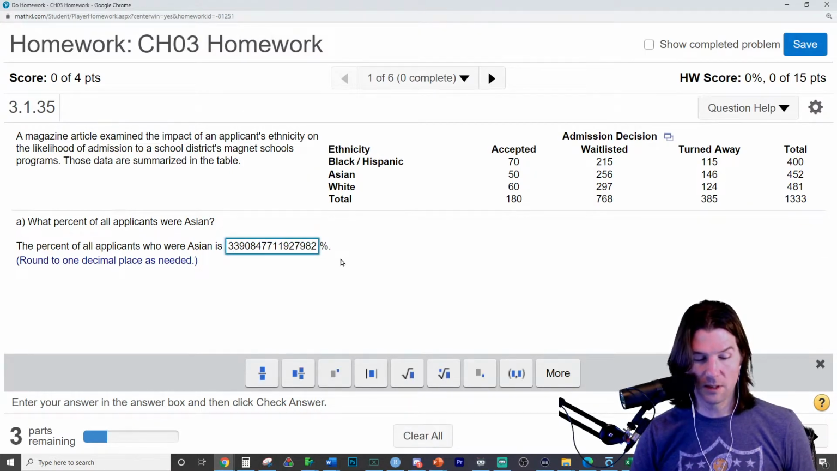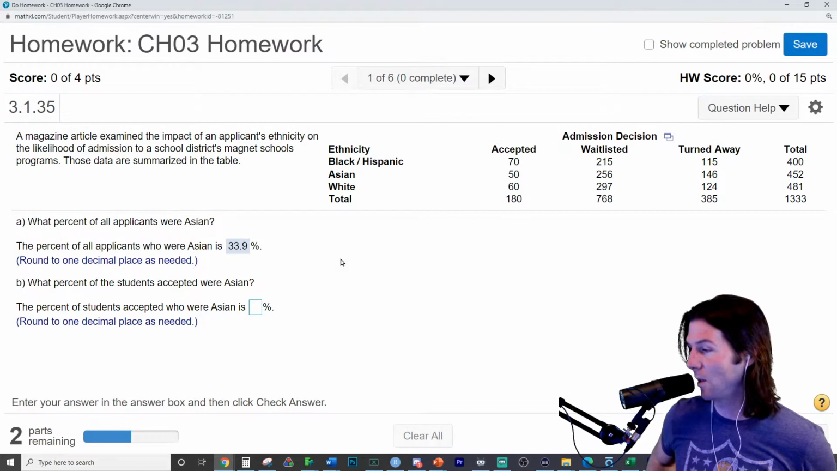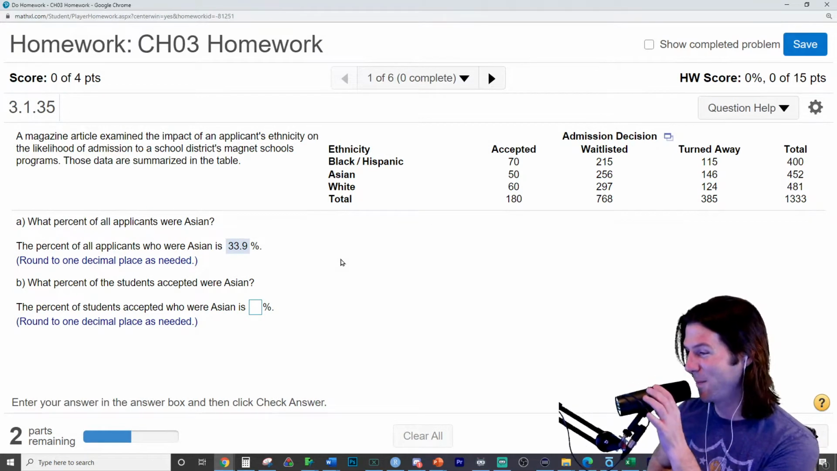So the best way to do these things is to not try to write it, just copy paste it. Always copy paste.